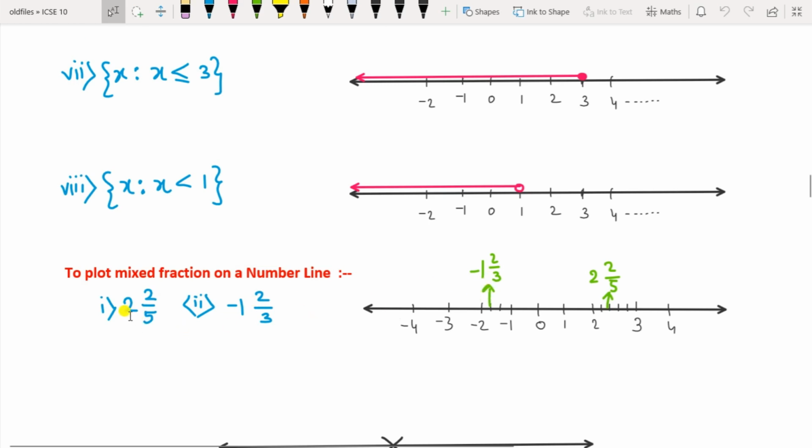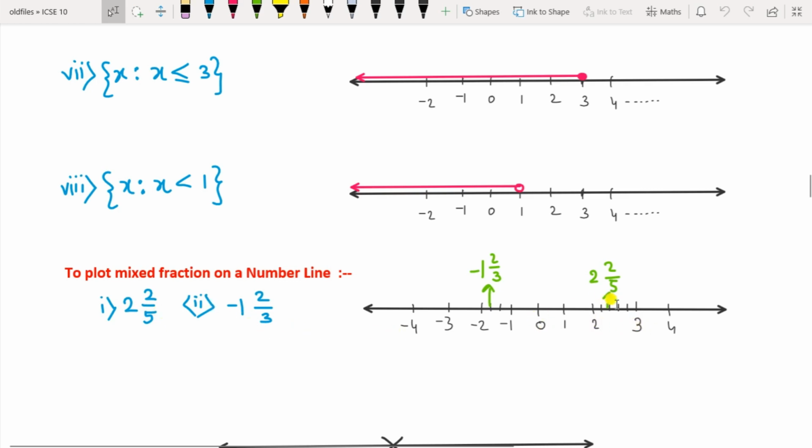So you can see the first example here as 2 whole 2 upon 5. That means here 2 is the whole number and 2 upon 5 is the fraction. That means this number is between 2 and the next number 3 on the number line. So we can mark it between 2 and 3 here.